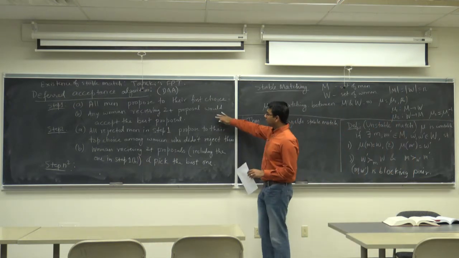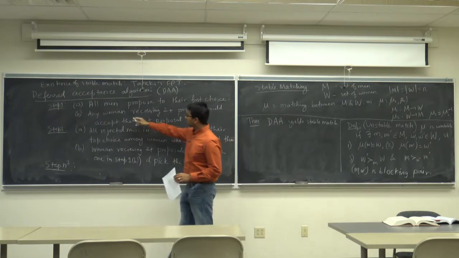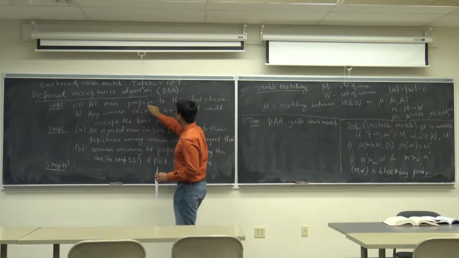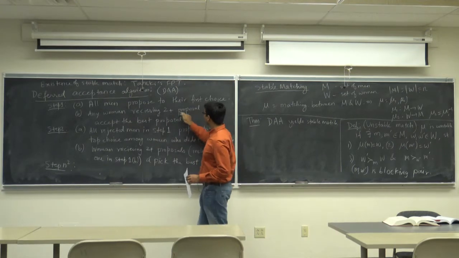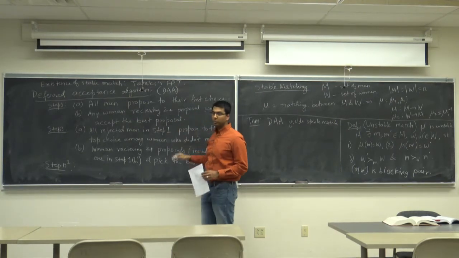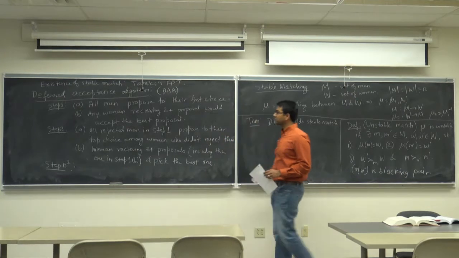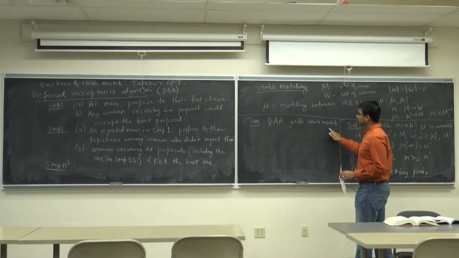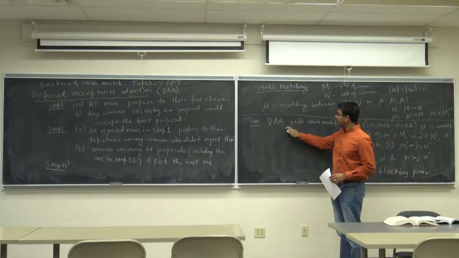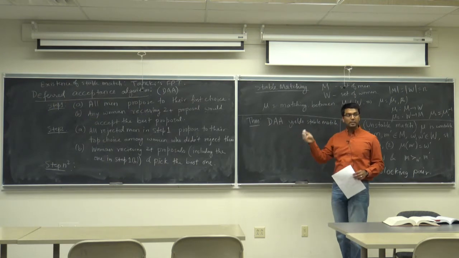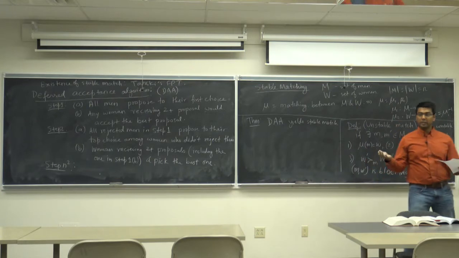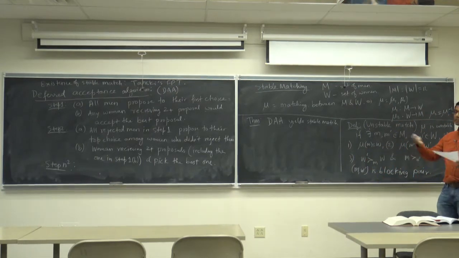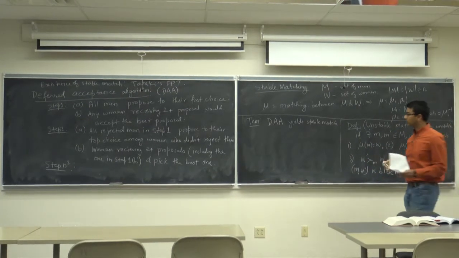Now you can reverse the process. You can say that all women will propose to their first choice among men, and any man receiving two or more proposals would accept the best proposal, and so on. So you can reverse this process, in which case DAA will also yield a stable match, but it's not the same as the previous stable match. It will yield a different stable match, and both of them will be stable matches.